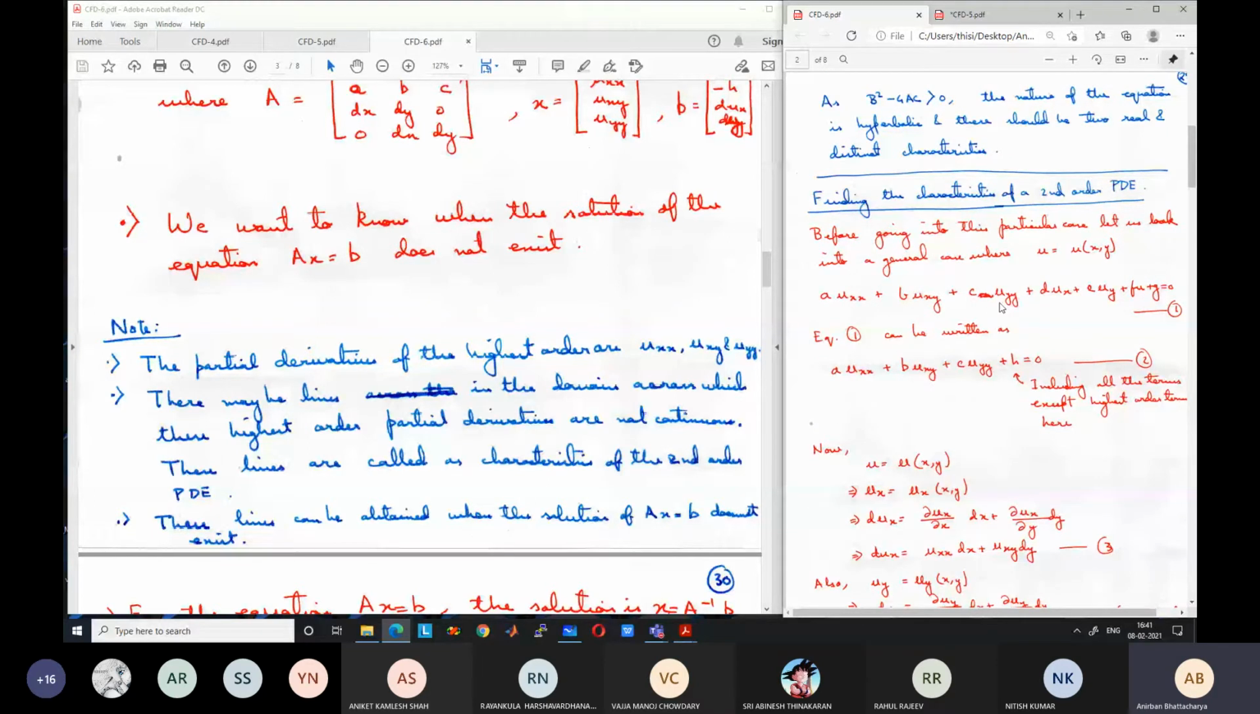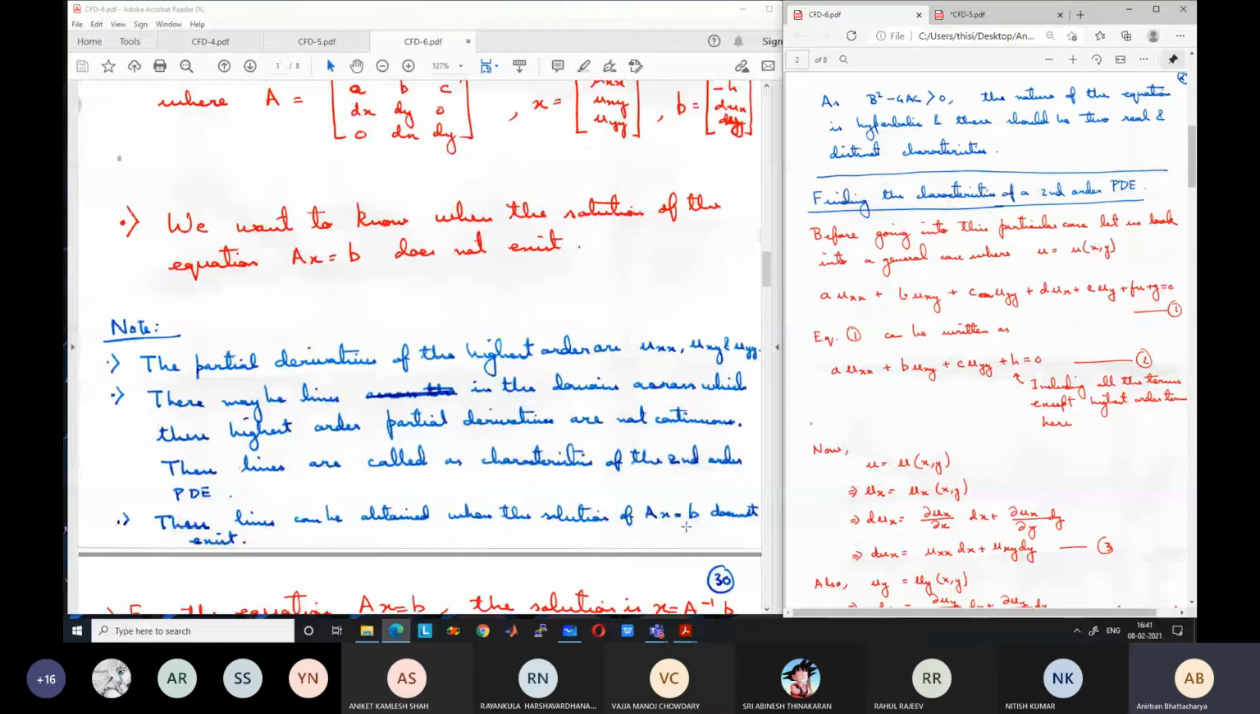Now there may be lines or points in the domain across which these highest order partial derivatives are not continuous. Not the solution. The highest order partial derivatives are not continuous. The solution may be continuous, but the second order derivative of the solution may not be continuous. There may be a jump. So these lines where the second order derivatives are not continuous are known as characteristic lines, and these lines can be obtained when the solution of Ax equal to B does not exist.